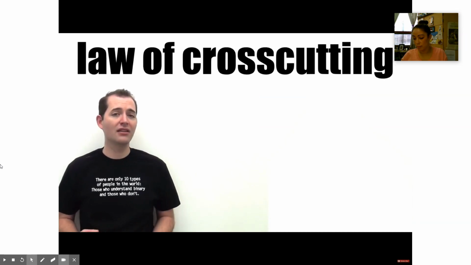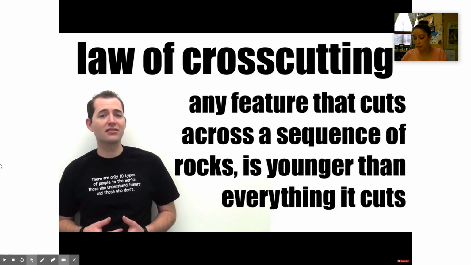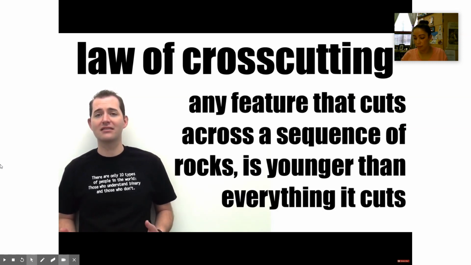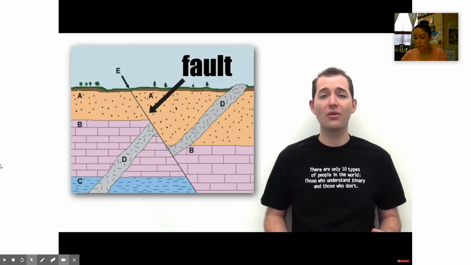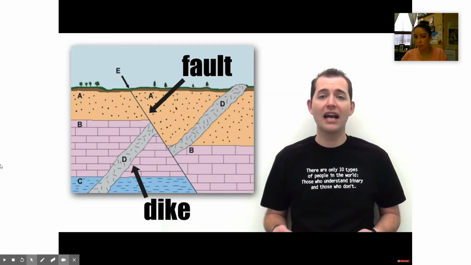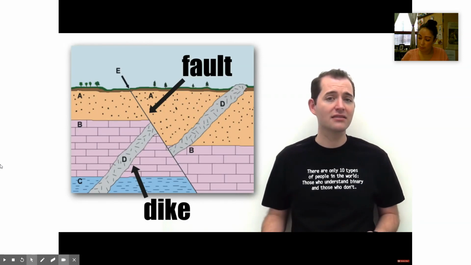Let's now look at the law of cross-cutting. This law states that any feature that cuts across the sequence of rocks is younger than everything it cuts. Some of the features that cut across the rock sequence may be a fault or an igneous intrusion, either a dike or a batholith. And these features are younger than any part of the sequence they cut across.